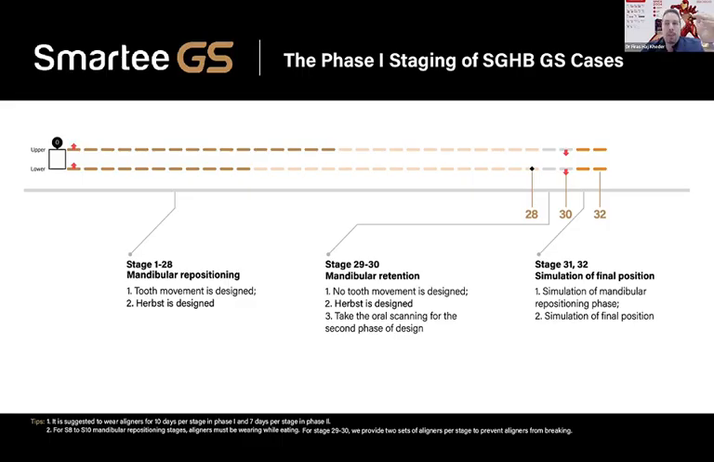Same as with the twin block, we have 10 days per stage in phase 1, and we have 7 days for phase 2. This is very important. Also in HP, we have to ask the patient to eat while using the aligners for the adaptation. And there are two sets of aligners in stages 29 to 30.